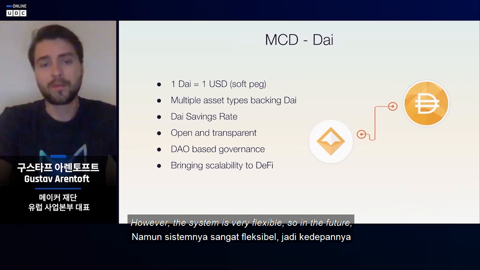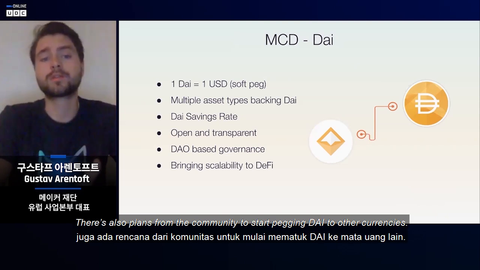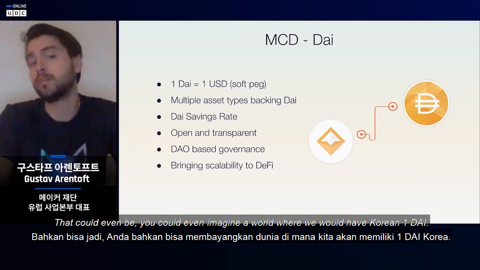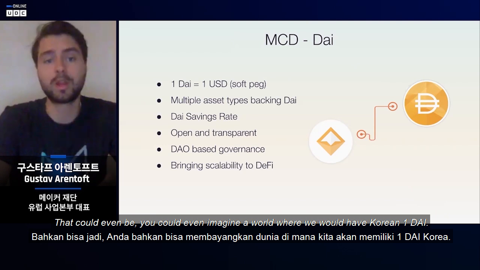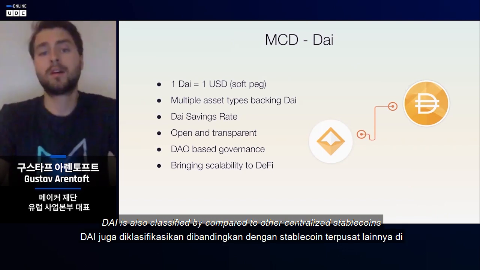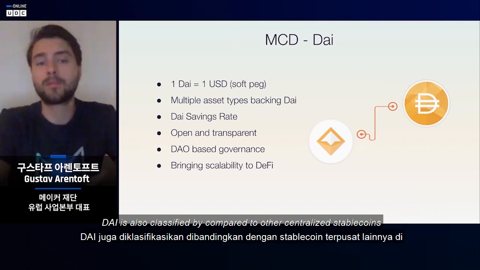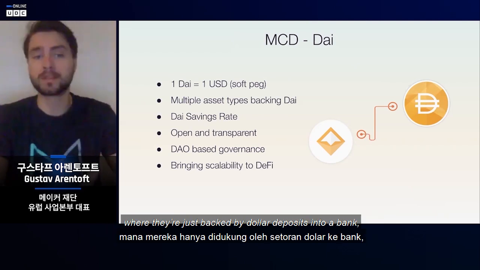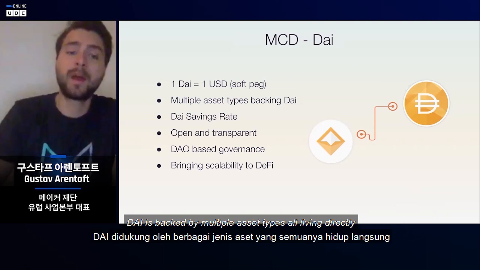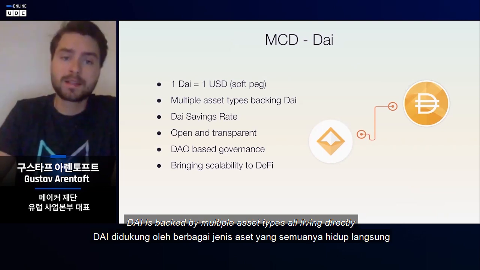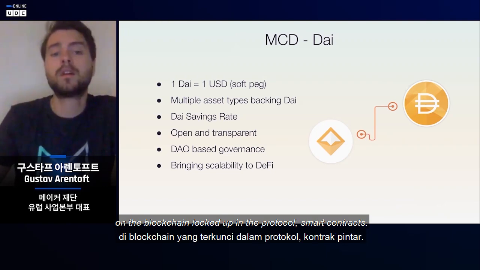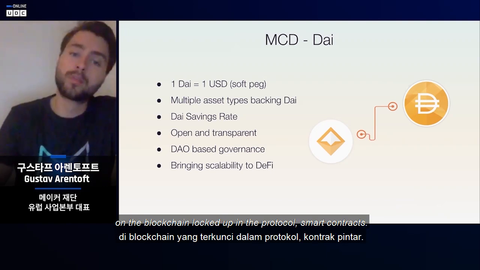However, the system is very flexible, so in the future there's also plans from the community to start pegging DAI to other currencies. You could even imagine a world where we would have a Korean won DAI. DAI is also classified by, compared to other centralized stablecoins where they're just backed by dollar deposits into a bank, DAI is backed by multiple asset types, all living directly on the blockchain, locked up in the protocol smart contracts.